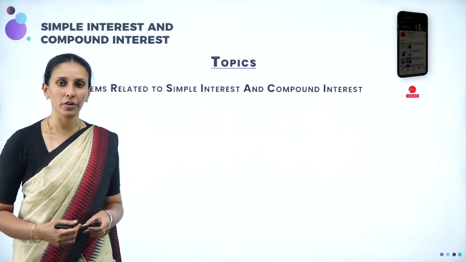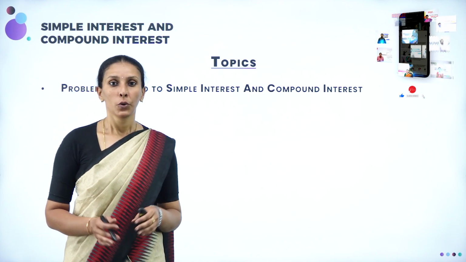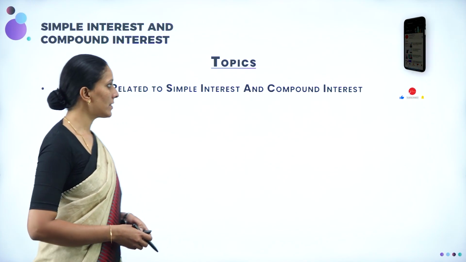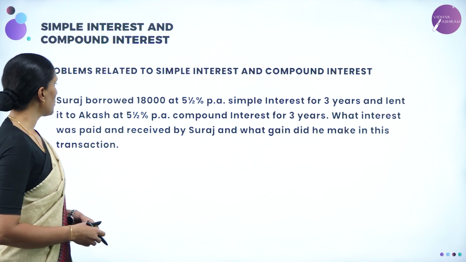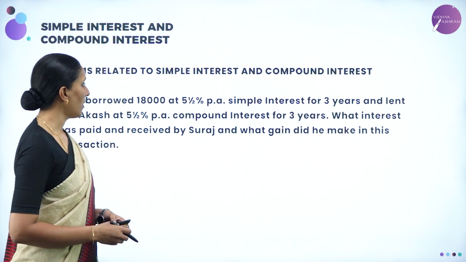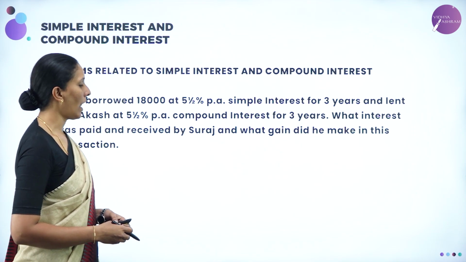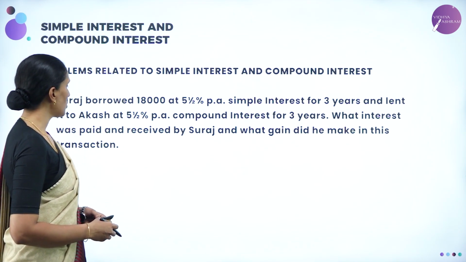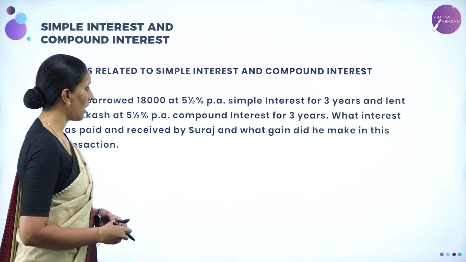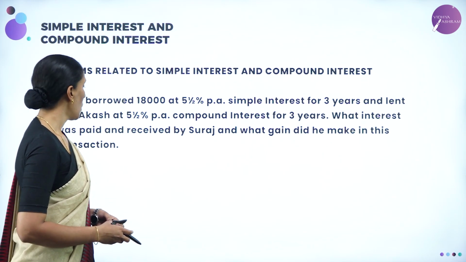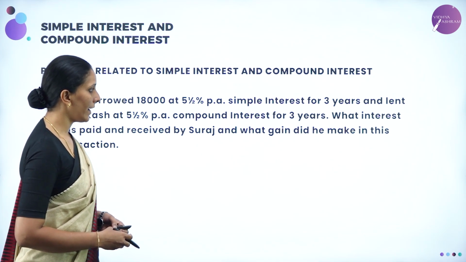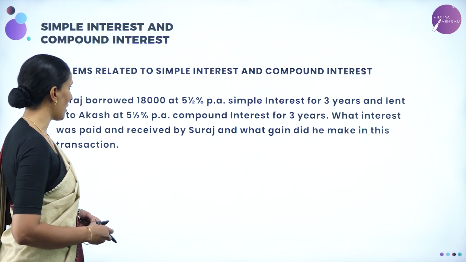In this session, we are going to study the problems which combine both simple interest and compound interest. Now let us see the first question. Suraj borrowed 18,000 at 5.5% per annum simple interest for 3 years and lent it to Akash at 5.5% per annum compound interest for 3 years. What interest was paid and received by Suraj, and what gain did he make in this transaction?